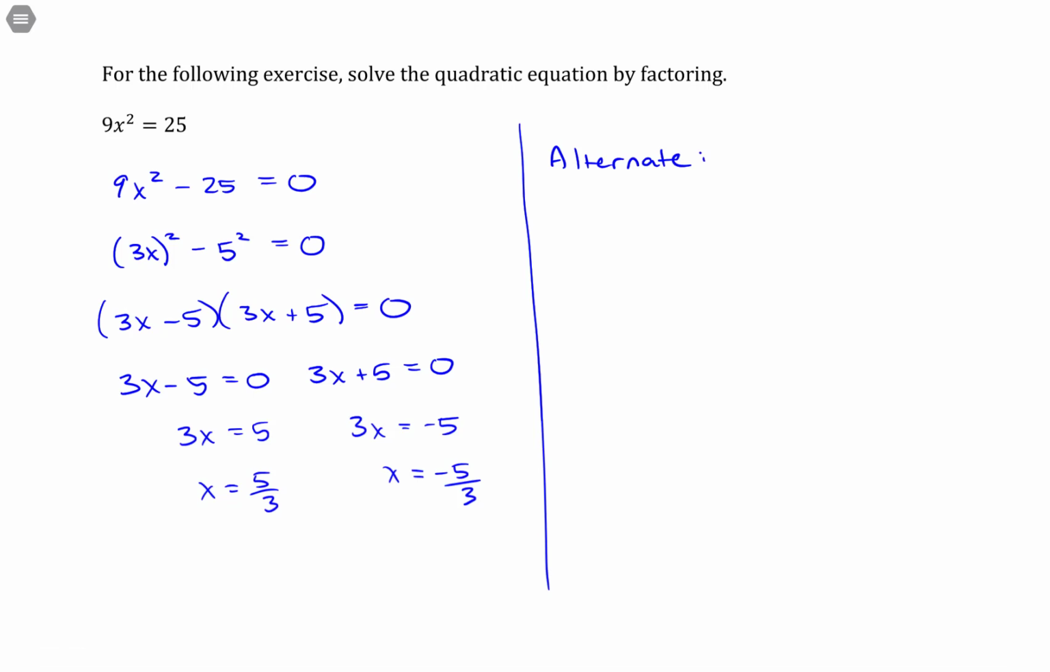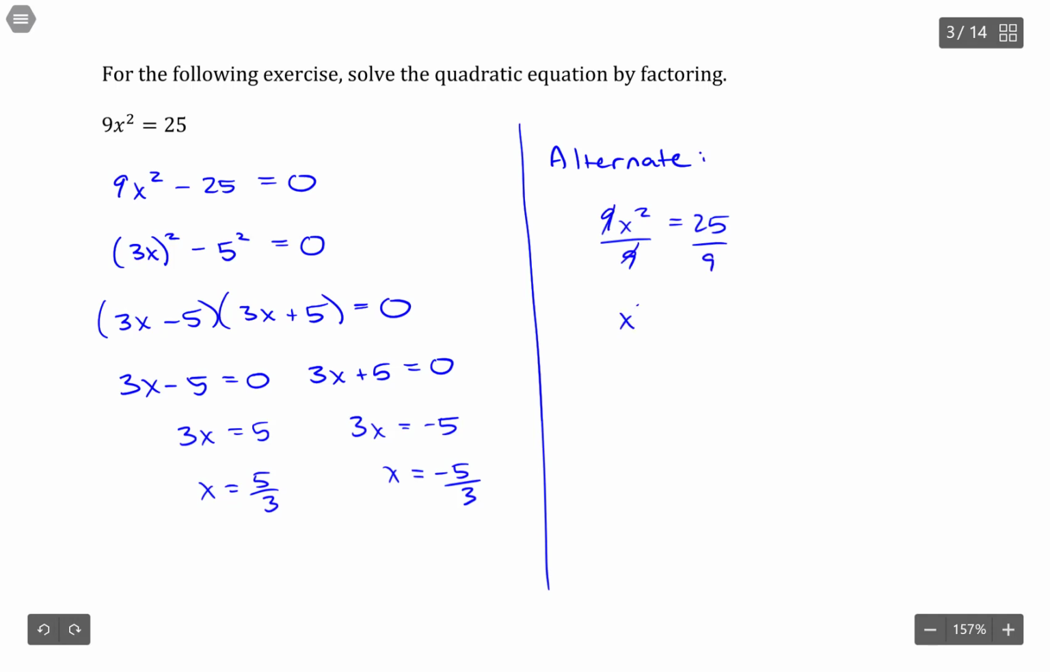So the square root property would say, instead of moving every term to one side and having it set to 0, get all the constants combined on one side. So if I take 9x squared equals 25 and divide both sides by 9, then I have x squared equals 25/9.